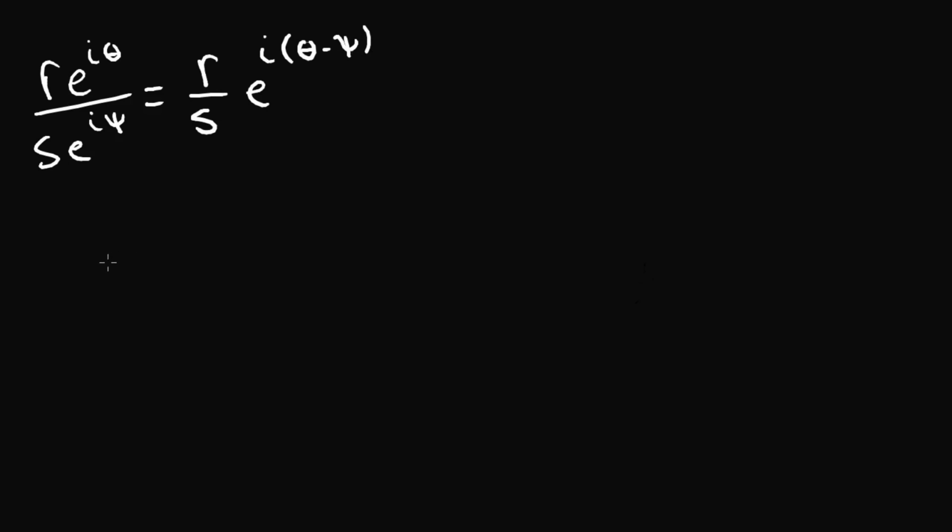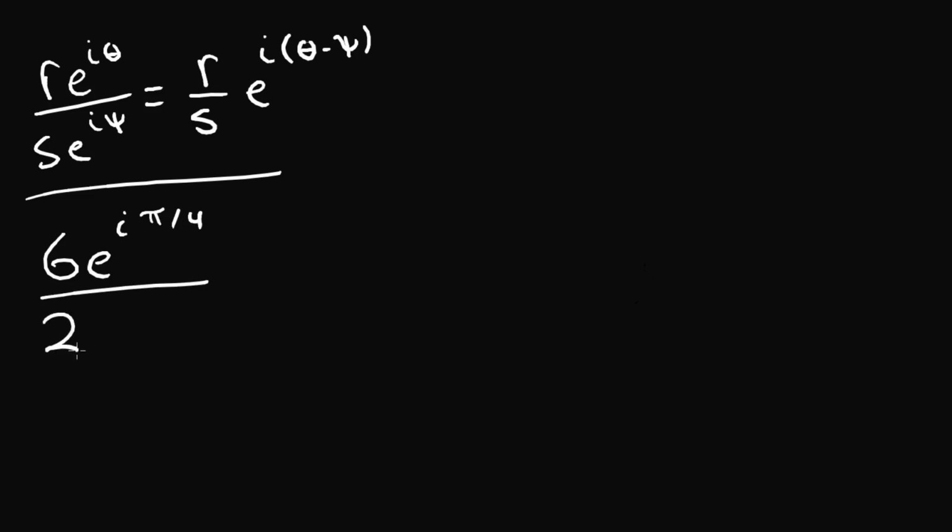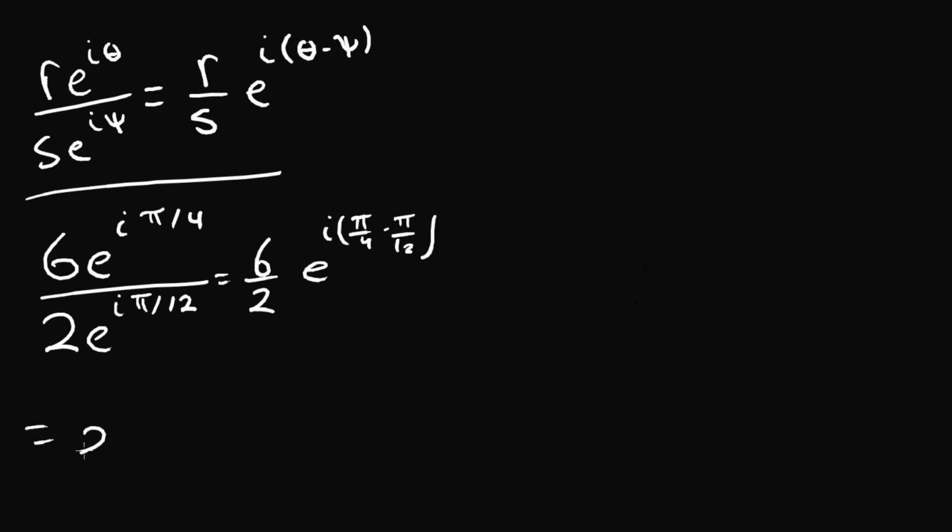And again, we'll visualize this via an example, but first let's go and do 6e^(iπ/4), the number we ended up with last time, divided by 2e^(iπ/12). So this is equal to 6/2 e^(i(π/4 − π/12)). And that's equal to 3e^(iπ/6).